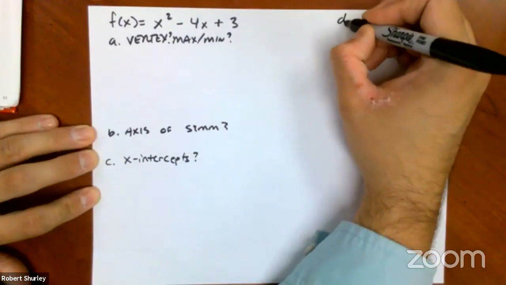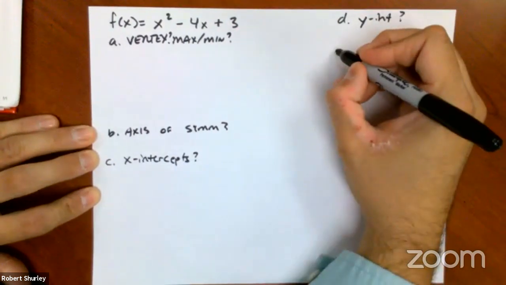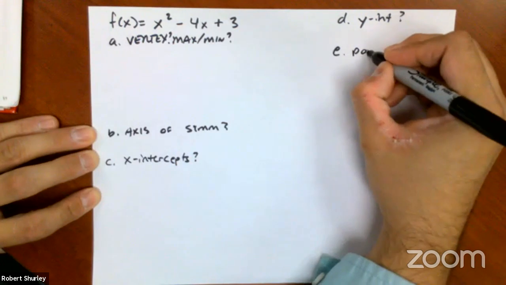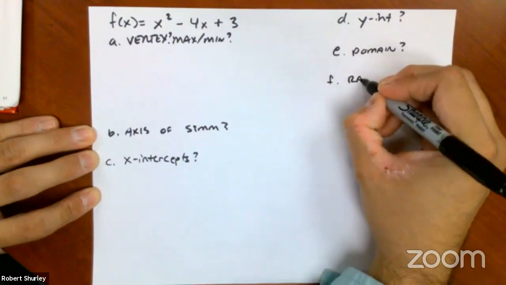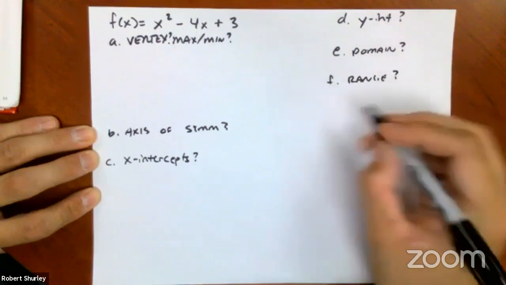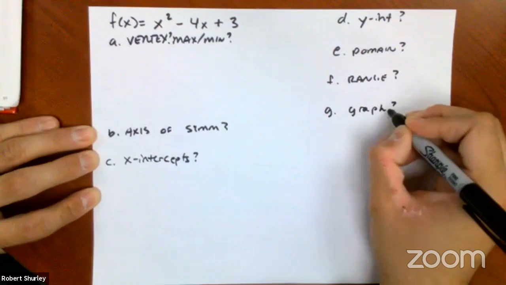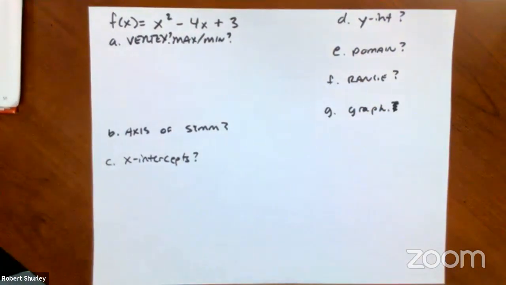The y-intercept turns out to be real easy. Y-intercept. E, we've got, was it domain and range? And then lastly, we are going to graph this guy. Again, it's a statement, not a question. Okay, so try these now. With a different equation, try A through G there.